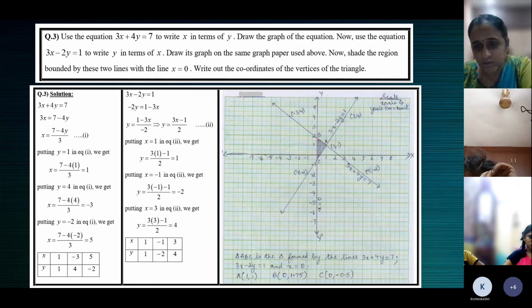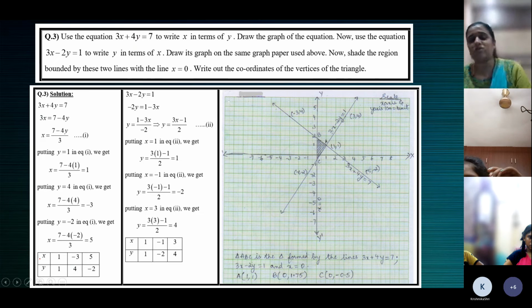Watch that carefully. When you take this line, you get one side of the triangle. From this line, you get the second side of the triangle. And from the y-axis, you get the third side of the triangle. That is the region bounded by the two lines, enclosed by the two lines and the y-axis.